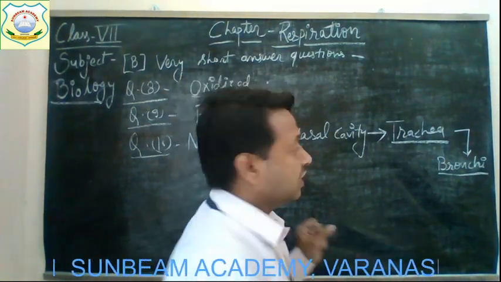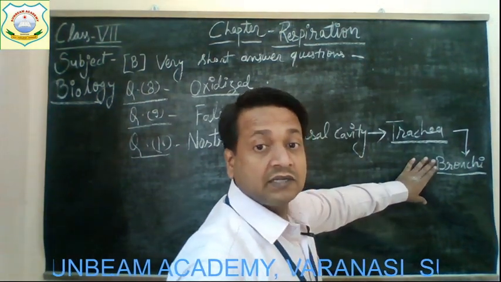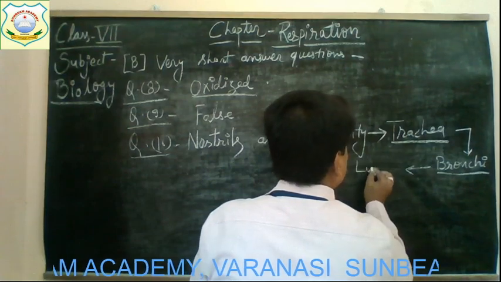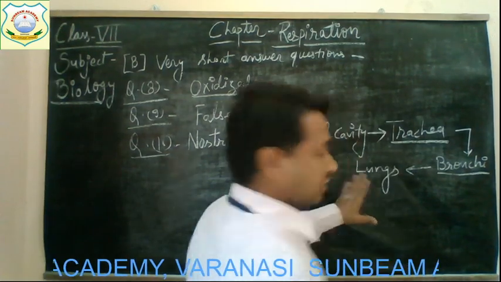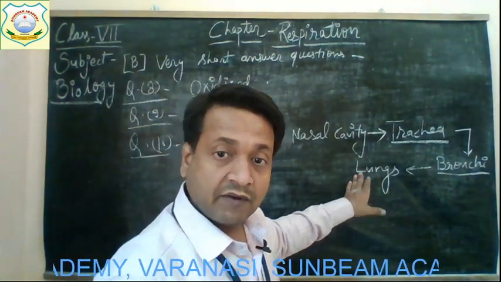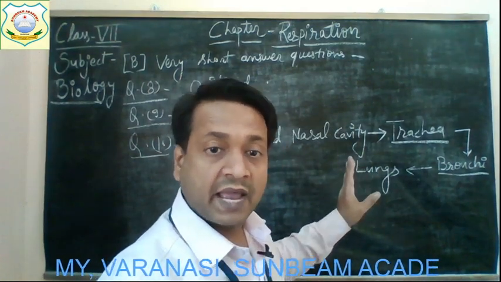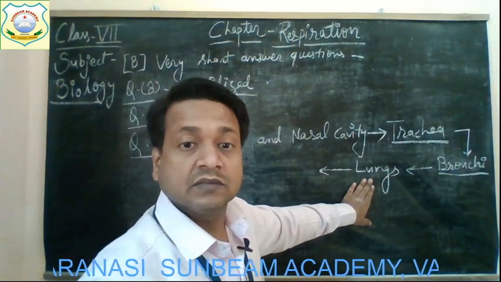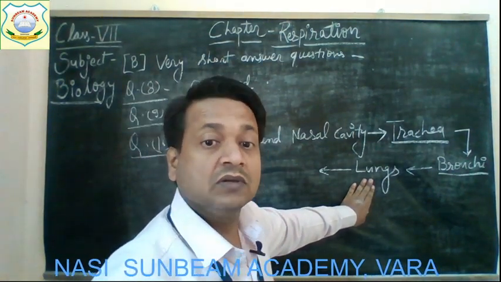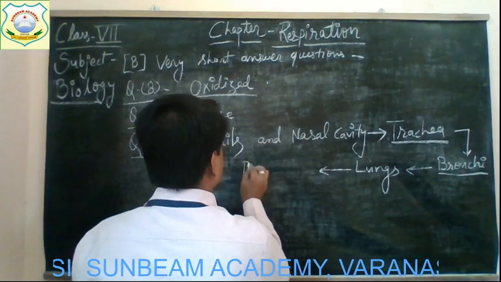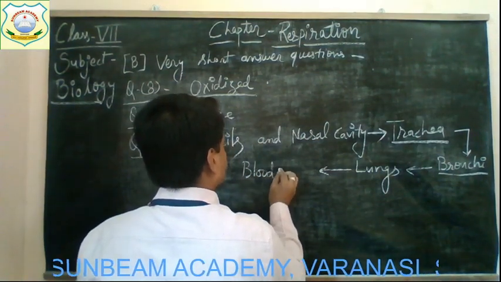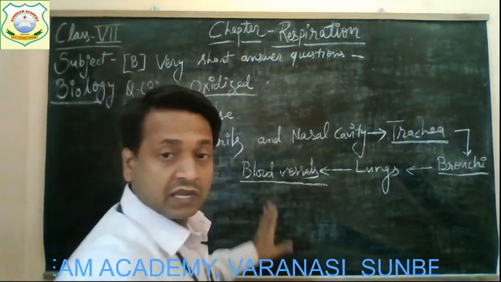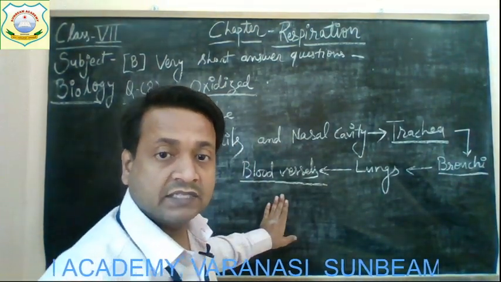And after the bronchi, it reaches the lungs, which is already given there. After that, again a blank space is there. So after the lungs, the oxygen reaches the blood vessels. Okay, so you will fill in the words blood vessels.